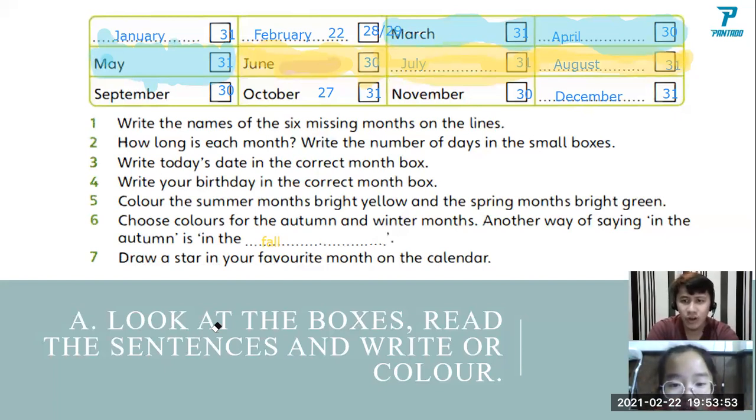What is the usual color of fall? Can you remember? When the leaves are falling down, the leaves are fading. Do you know what color? Red. Okay, you can color it red. Or orange. Very good. So you can choose red or orange for that. So color September, October, and November. Oh, you just read.